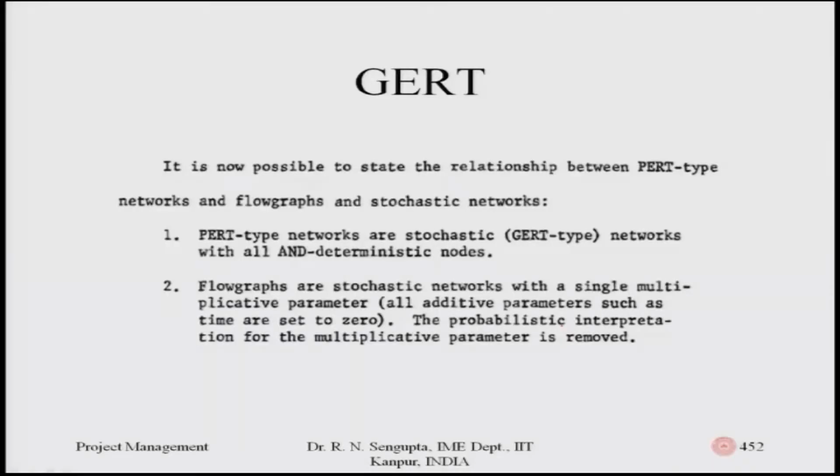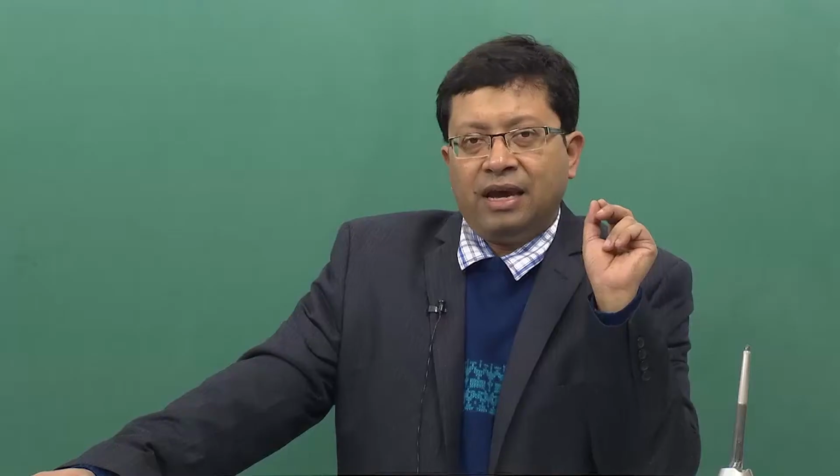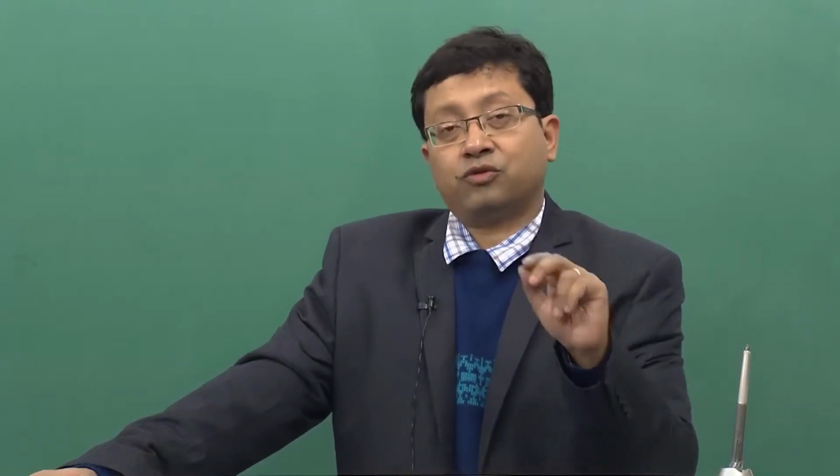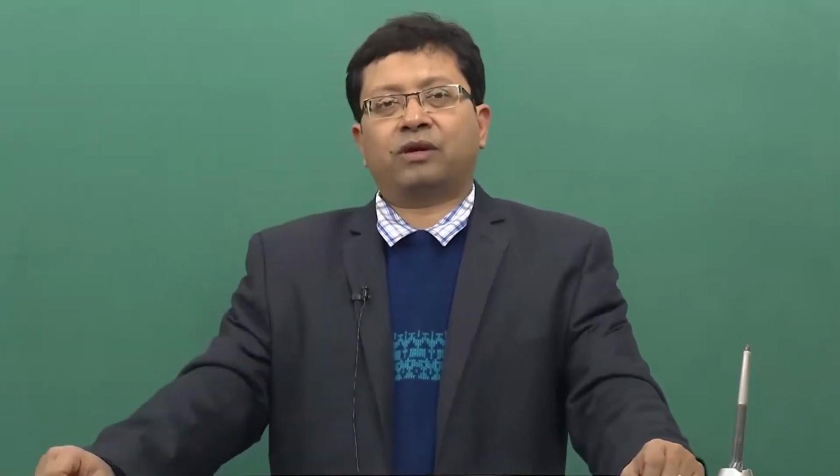It is now possible to state the relationship between the PERT type network, the flow graph and the stochastic network. So, let me go through the important relationships slowly, and I am sure you will understand. Point 1: PERT type networks are stochastic, that means they are GERT variety networks with all AND deterministic nodes. So, it is basically the AND deterministic combination. If you go back to the combinations which we have, 3 into 2, that is 3 inputs and 2 outputs, if you combine them, one of them was basically the AND deterministic one.